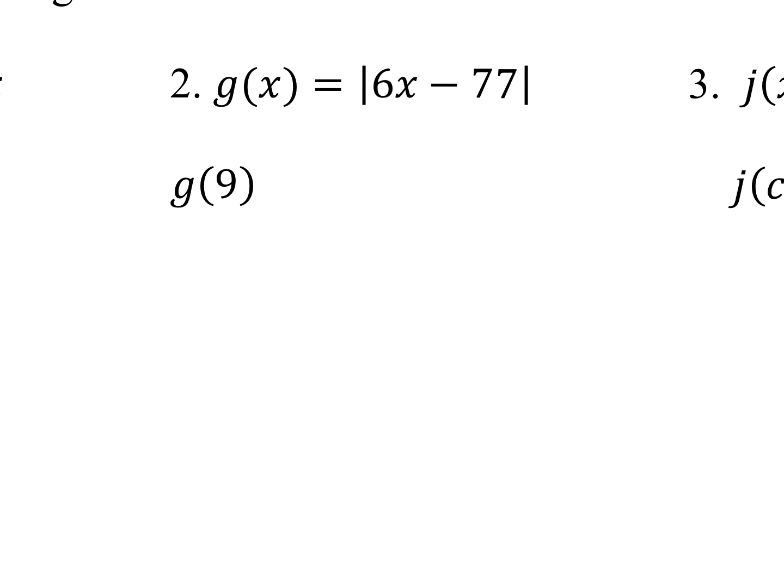So in the meantime, though, I don't want those bars to confuse you at the beginning. They're technically just kind of acting as parentheses until you have just one number in there. So don't do anything different until you have just one number in there. So if we're trying to find g of 9, let's plug in that 9. So we've got these bars, and we have 6 times 9 minus 77, not doing anything with the bars.